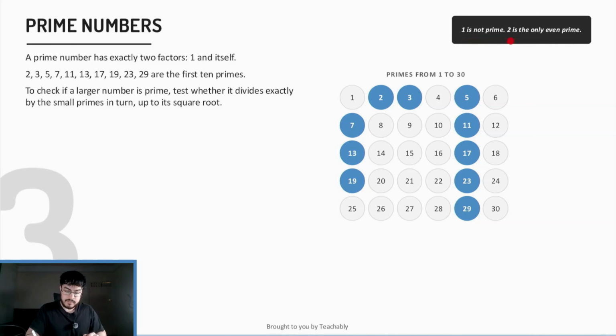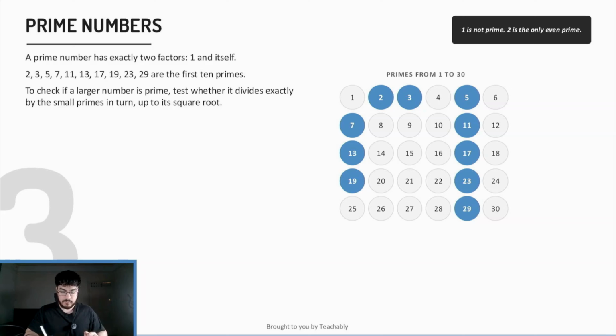2 is the only even prime. Okay, 1 is not prime because, well, 1 times 1, right? It has the same factor. And so remember, it has to be 1 and itself, and in this case 1 is itself. And so it sort of goes against the definition of what we have for prime numbers. But that's just an exception.